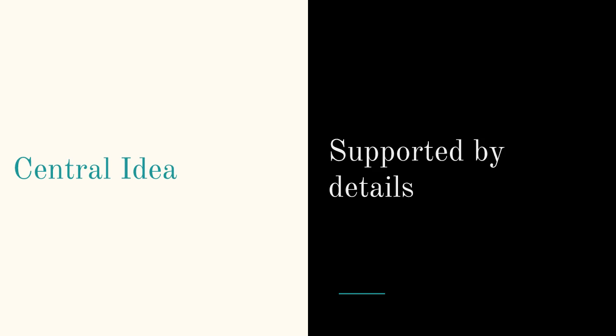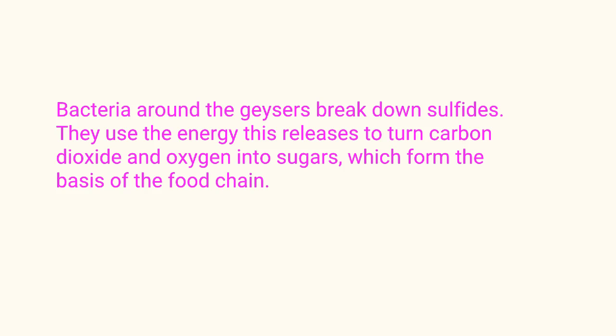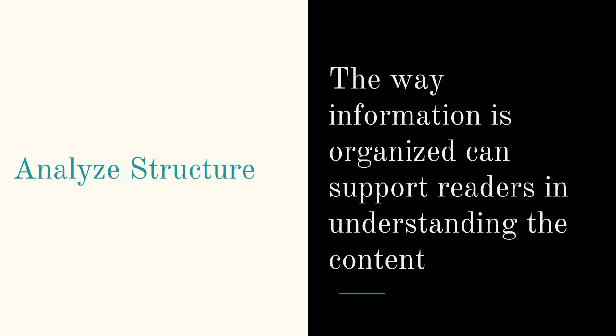A central idea will be supported by details. In lines 98 through 103, the author describes the key process that creates the deep-sea food chain. Reread lines 98 through 103. Paraphrase the chemical process that creates the deep-sea food chain. Pause while you think. Bacteria around the geysers break down the sulfides. They use the energy this releases to turn carbon dioxide and oxygen into sugars, which form the basis of the food chain. Readers can analyze the way information is organized to provide them with support in understanding the content.